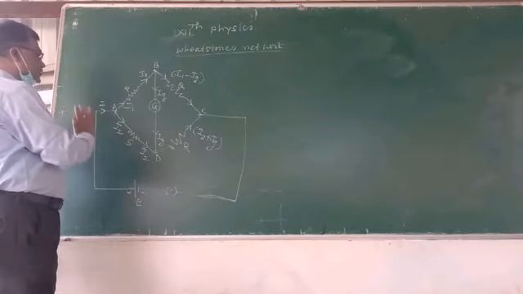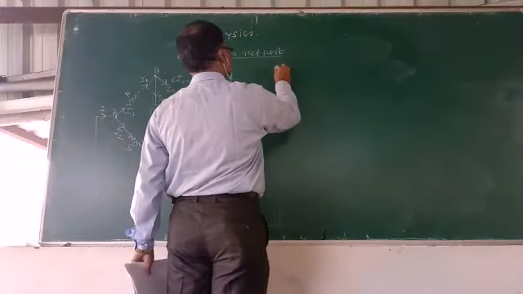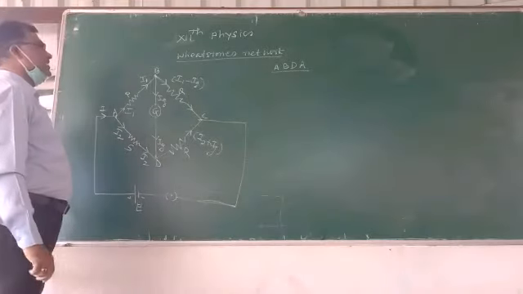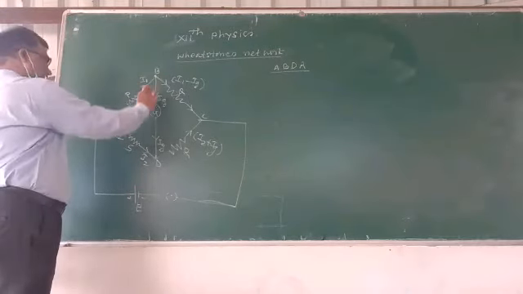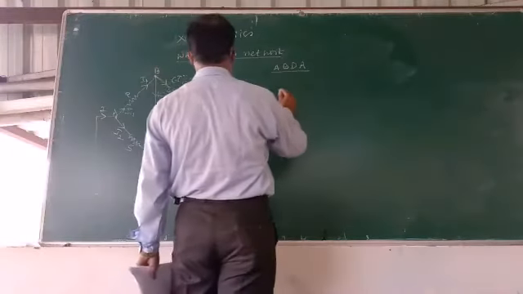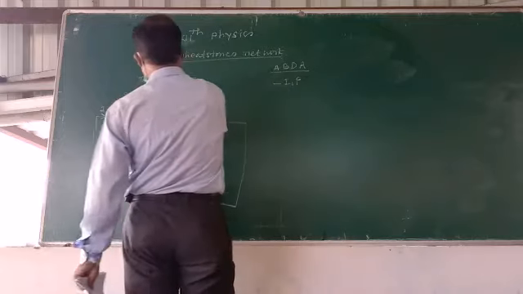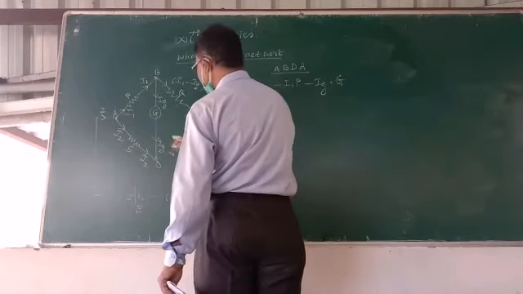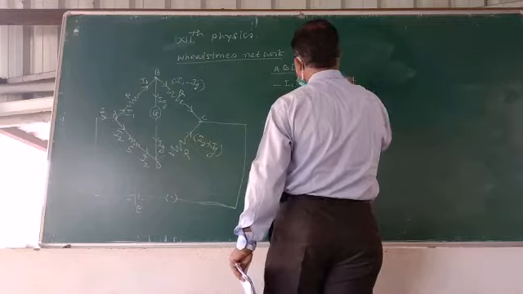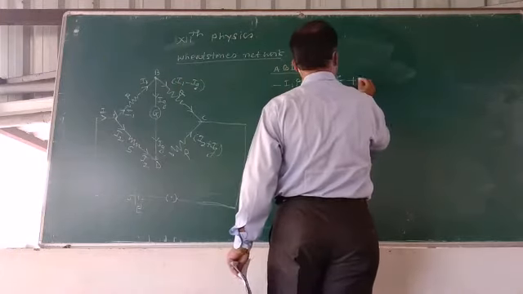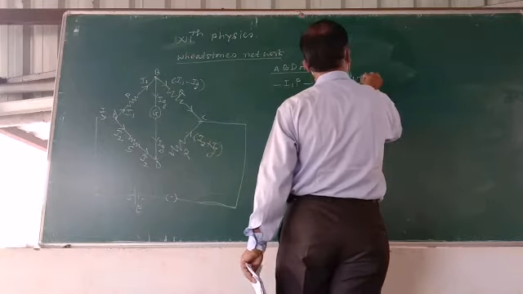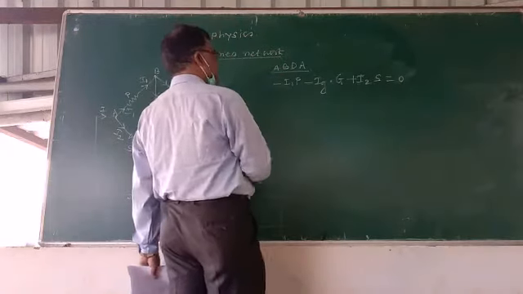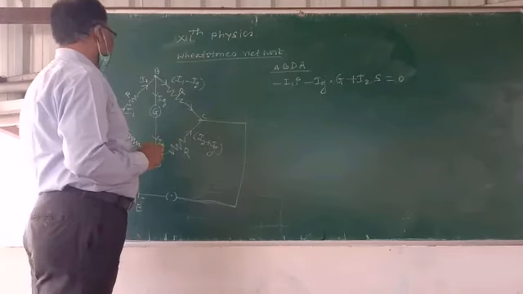Now consider the two loops, first loop ABDA. Applying Kirchhoff's law on the loop ABDA: minus I1P minus Ig into G, since the current into the resistance is in the opposite direction, plus I2 into S, equal to 0.